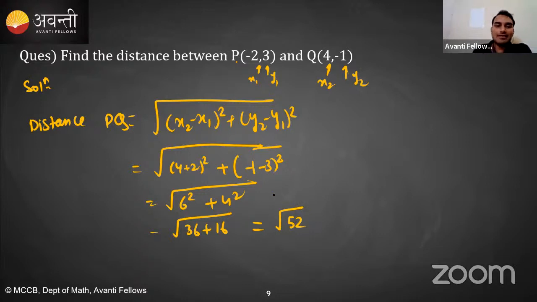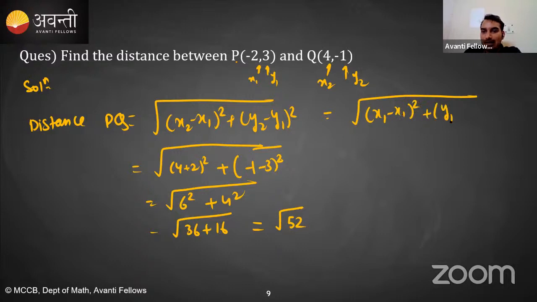So if somebody has a doubt like why x2 minus x1, students, you know that this is inside the square, right? So you can also use it like this, x1 minus x2 square plus y1 minus y2 square. There will be no difference. Why? Because ultimately we are just doing the square of the difference. If the difference comes out negative, after doing the square it will become positive, right? So that's why. Clear?